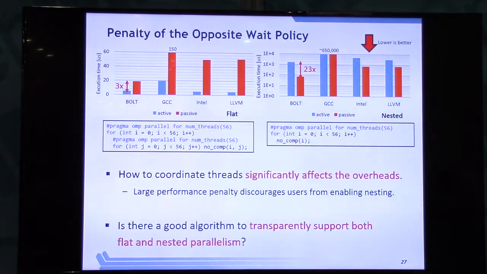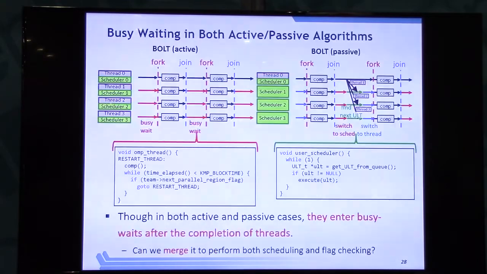However, as we have seen, the thread coordination optimization significantly affects the parallel region overheads. So if flat, active is better, while if nested, passive is better. So is there any way to transparently support both flat and nested parallelism? Okay, we first explain the idea. In both active and passive cases, after the completion of OMP threads, child threads will enter the busy wait loop. In the case of active, it busy waits for a flag to restart the parallel region quickly.